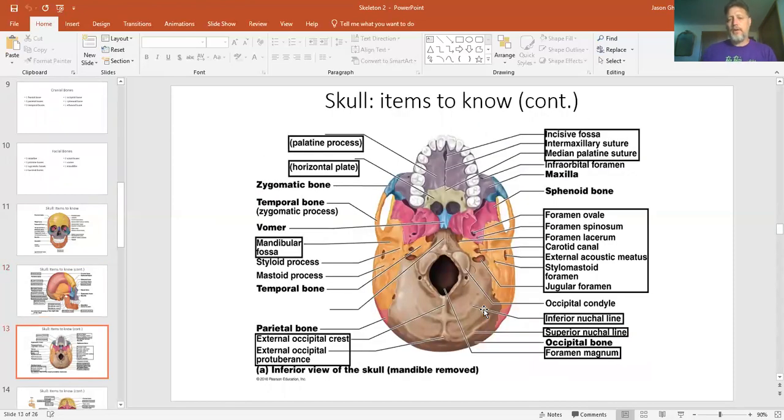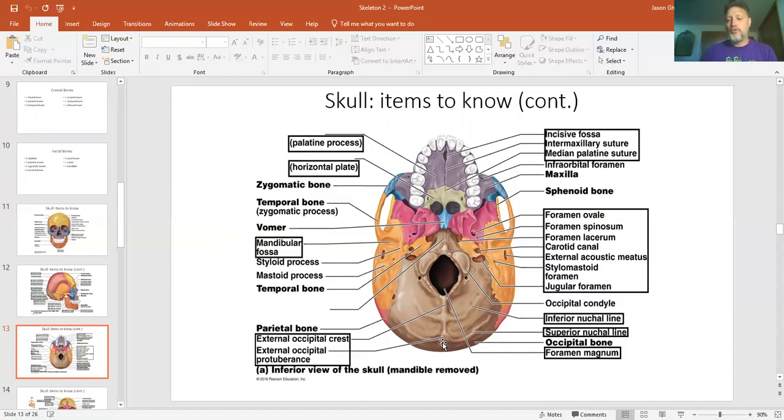You have an inferior view. Again, palatine process. I removed some things. If you have the textbook, it's going to say some other stuff out here, but I want you to know it as the palatine process, or the horizontal plate right here, the incisive fossa, the intermaxillary suture here, the median palatine suture. You have lots of foramen with the holes through here. Sometimes they're called foramen, sometimes a canal, sometimes a meatus. Again, be familiarized with where they are.